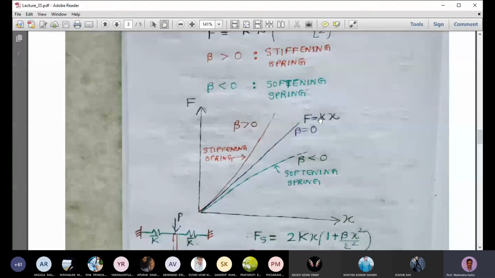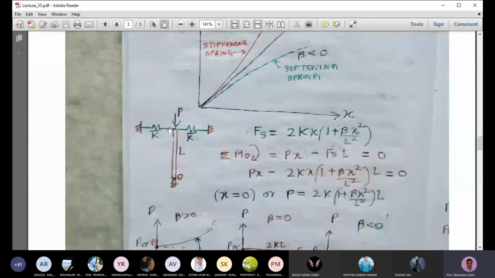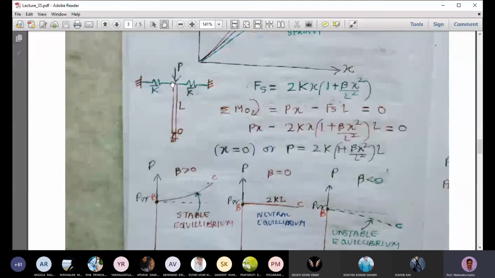So what we'll do is we will try to explain the same problem again with these nonlinear springs. The problem which we took initially, we'll analyze it using these nonlinear springs. So unlike the previous case, here the spring constant is dependent on the elongation or contraction.